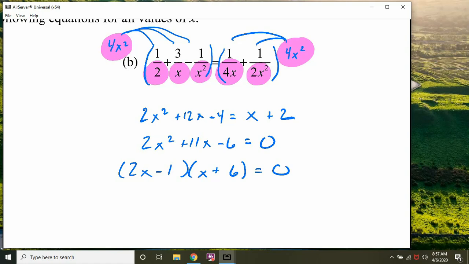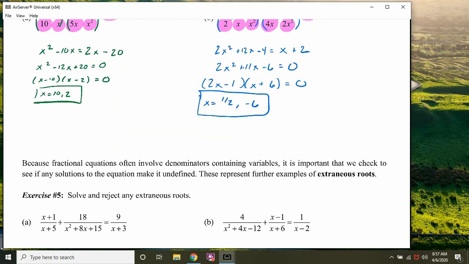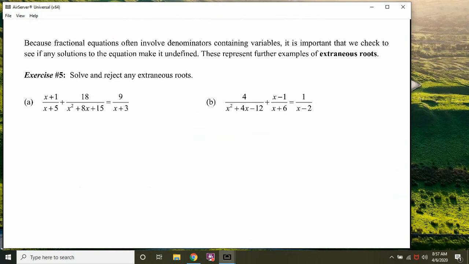So here we set each piece equal to 0, and we're going to get x equals positive a half or negative 6. Again, neither of those values give me 0 in my original denominators, so they're both good to go. So again, it's similar to what we saw in other lessons in this unit. We get linear and quadratic equations back after we do a little bit of manipulation of the original thing. And there you go. Okay, and down below, last couple examples here.